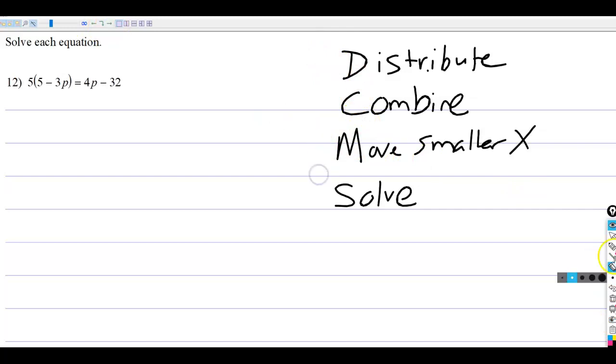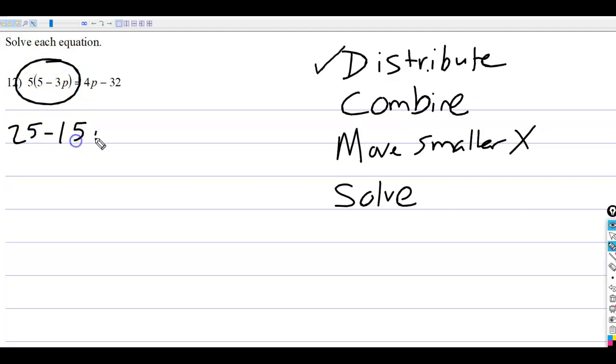So for this problem, we have distribution. We do right here. I can distribute that 5 in. Now let's see if we have any like terms. Now on the left side, there's no like terms, and there's no like terms on the right side.